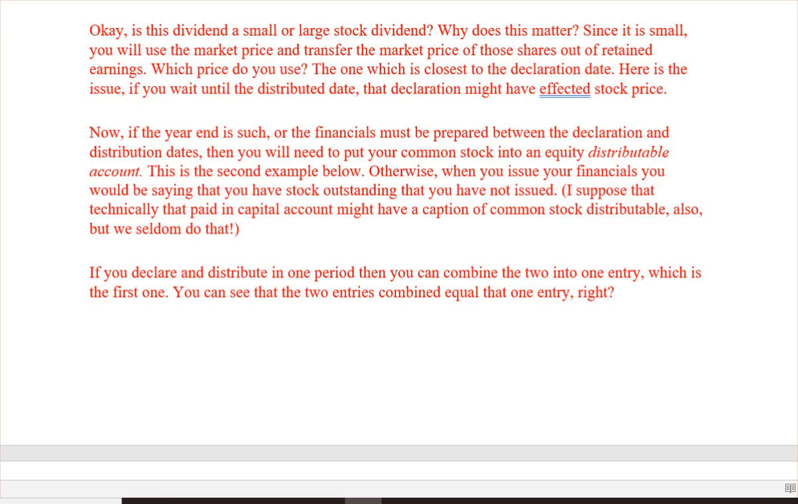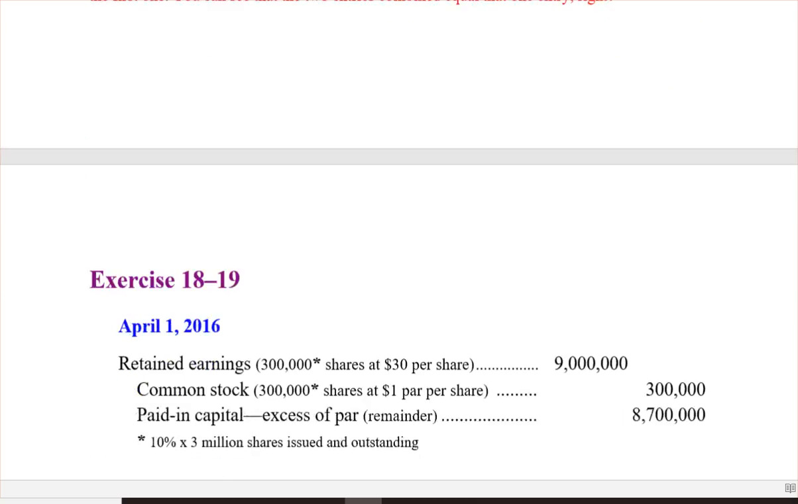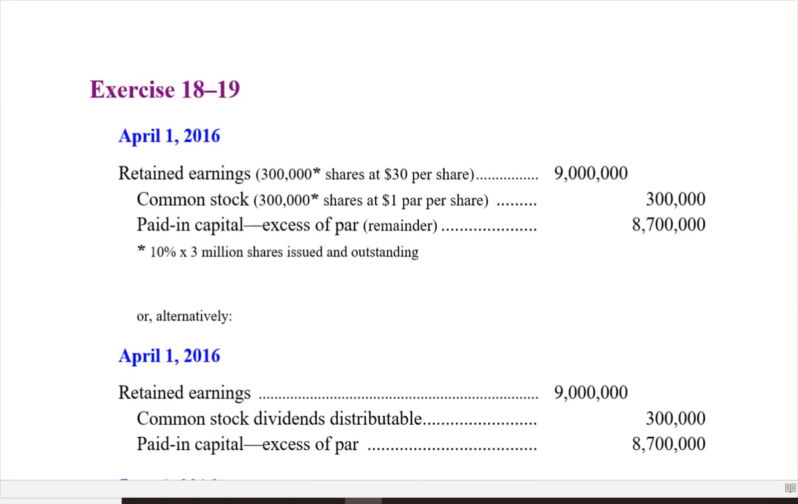So I'm going to scroll on down here and we're going to look at these entries since I've given you kind of a heads up about it. Since this is a small 10%, the total amount coming out of retained earnings, the debit, needs to be market value on this date, which is the declaration date. Okay? And the assumption in the first April 1st transaction here is that it is all going to happen within the same financial statement period of time, declaration and distribution.